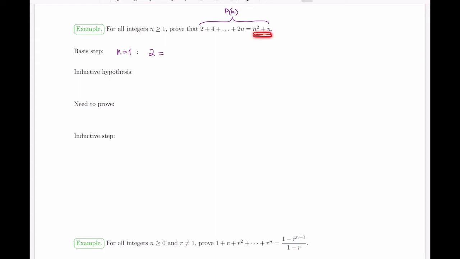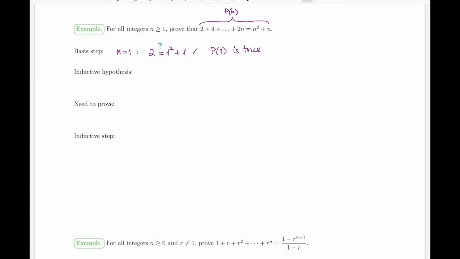What do I have on the right-hand side? On the right-hand side, I have 1 squared plus 1. And the question is, is this equation actually satisfied? Well, 1 squared is just 1, 1 plus 1 is 2. So yes, in fact it is, which means that P(1) is true and our base case is completed.